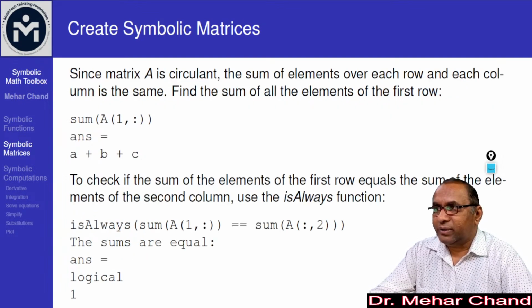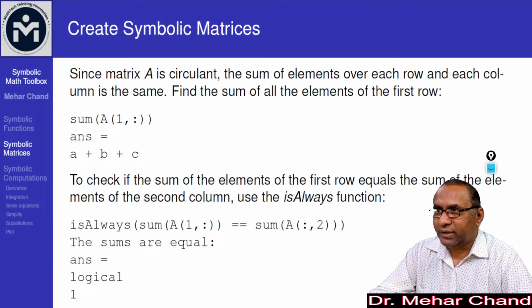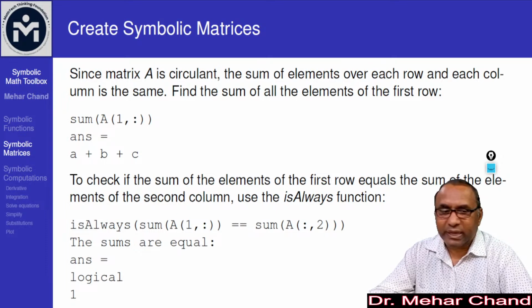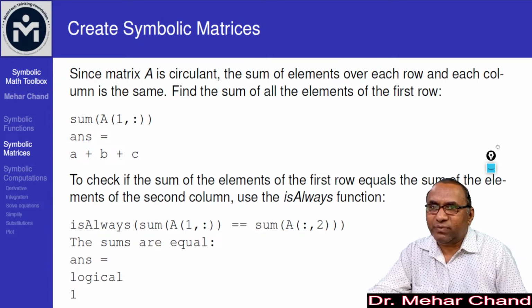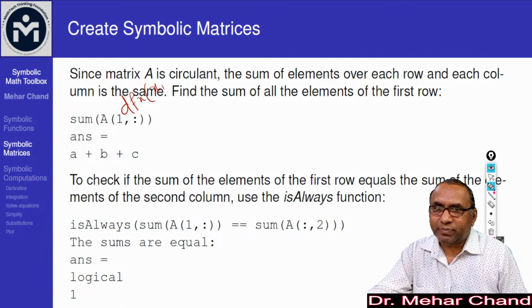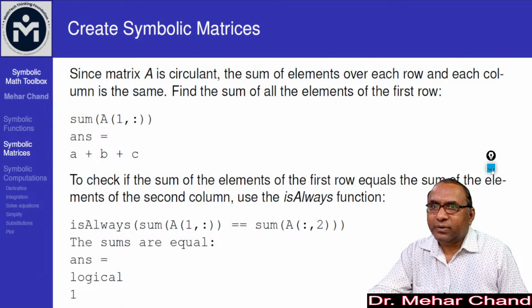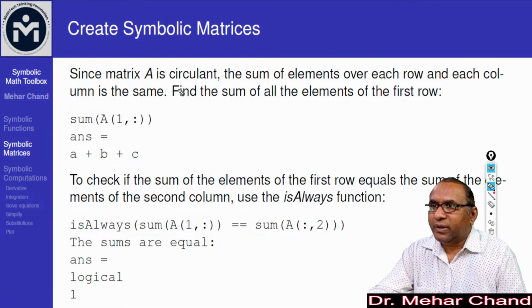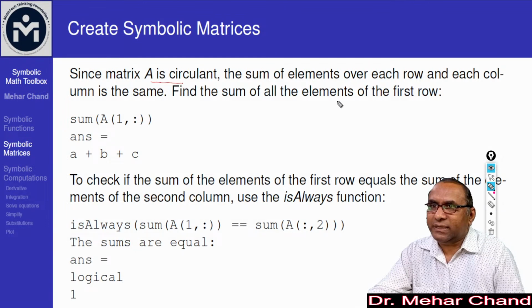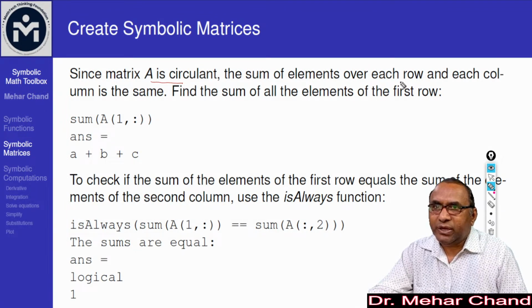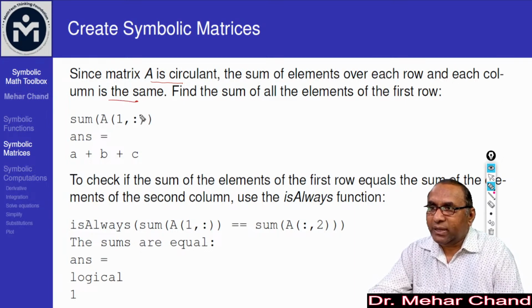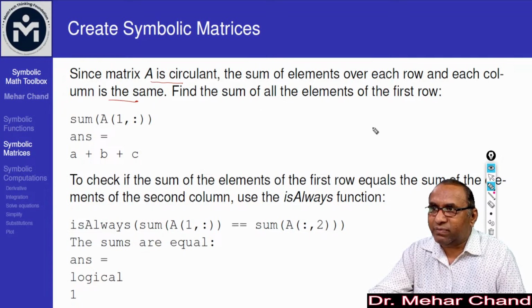Now this is the operation. We can get the values. See very carefully what the meaning of this operation is. If A is a circulant matrix, the sum of the elements over each row and each column is the same. So we can easily find the sum of all the elements of the first row.